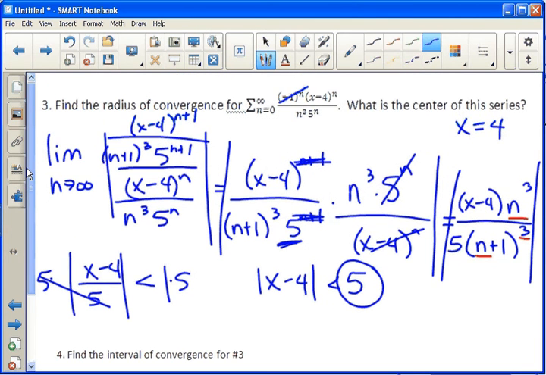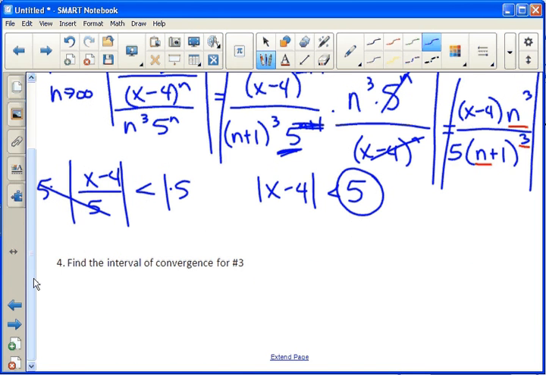And since our radius is 5, we can go up 5 to 9, or we can go down 5 to negative 1. So I know right now my answer is going to be negative 1 to 9. It's just a question of whether I'm going to do parentheses or brackets around each one. To figure that out, I need to go back to the original and plug in -1 for x and then plug in 9 for x. So let's give ourselves a little more room here.